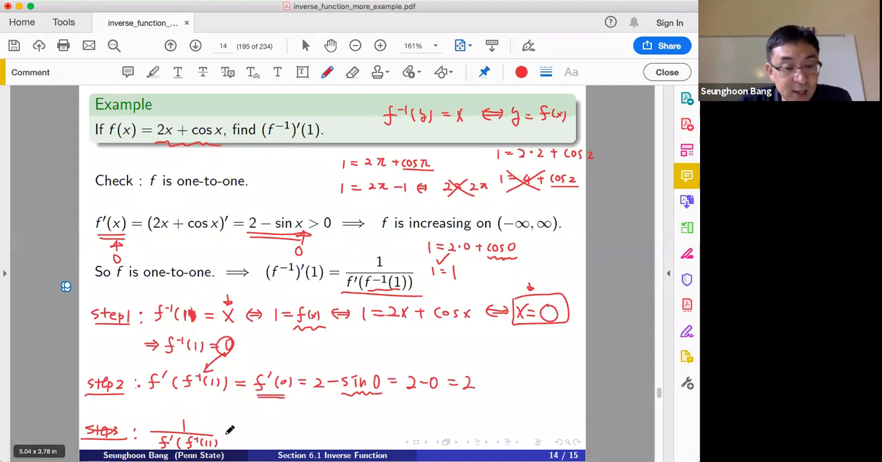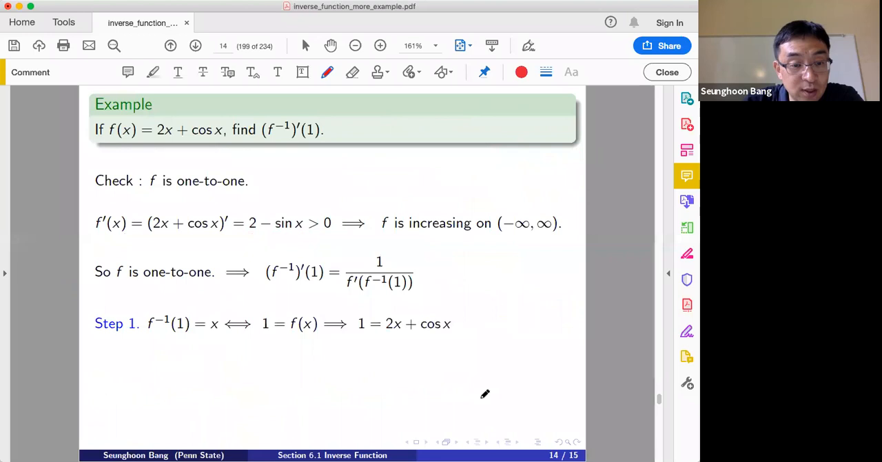The next step 3, what's that? The denominator is 2, only the reciprocal of step 2. The answer is 1 over 2. But that's it. This is the whole idea for solving this problem. Always follow 3 steps. So I'm going to give one more example.